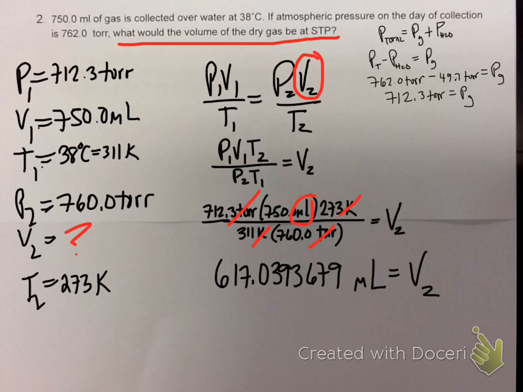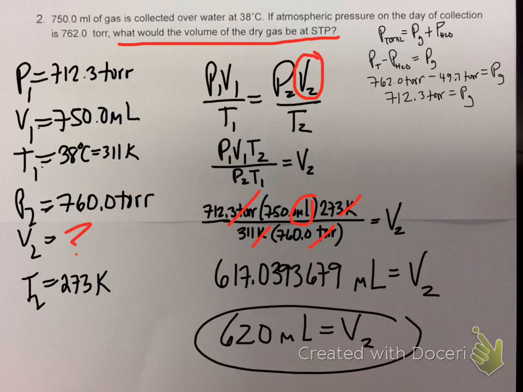So my final raw answer would be 617.03, a whole bunch of stuff, milliliters. How many sig figs do I have? Two, because of that 38 that went in. So my final answer for this is going to be 620 milliliters would be my final volume. And that's significantly different. If you look at this, I had 750 milliliters of gas starting out. So if I want to compare at STP, it really does change the volume.